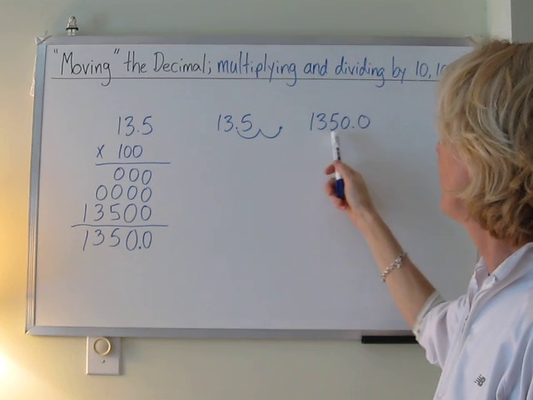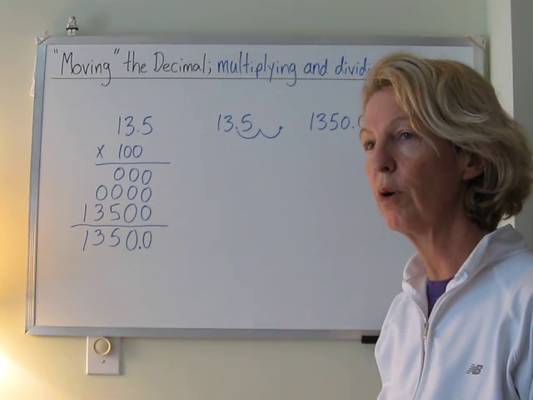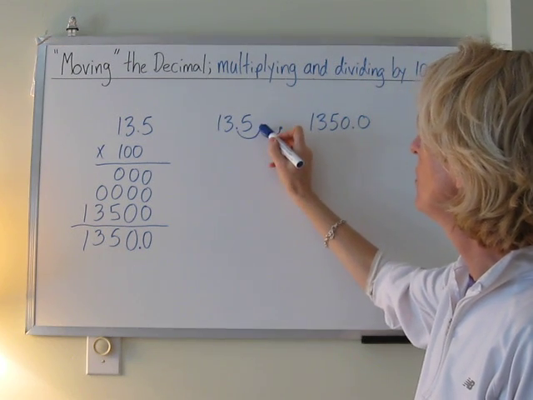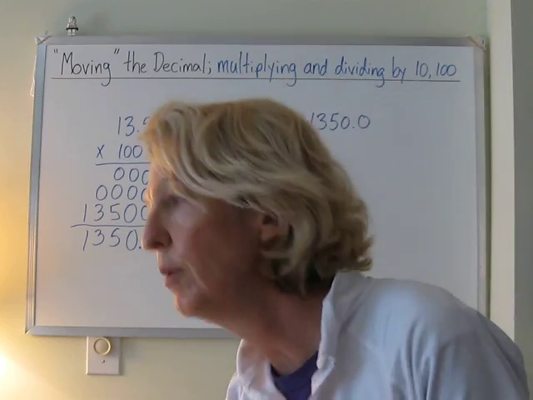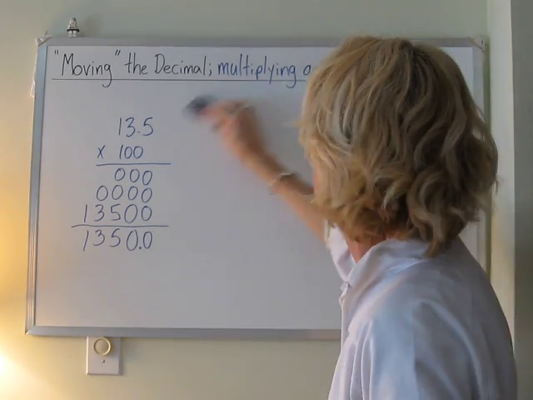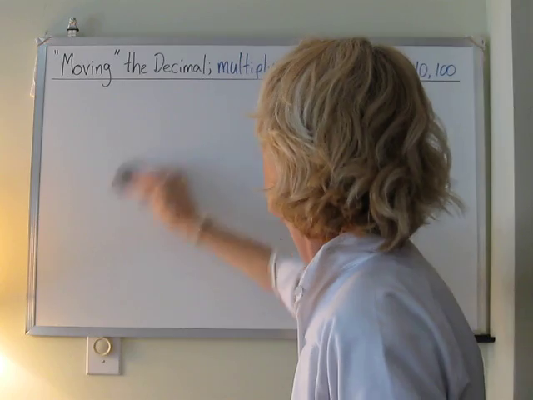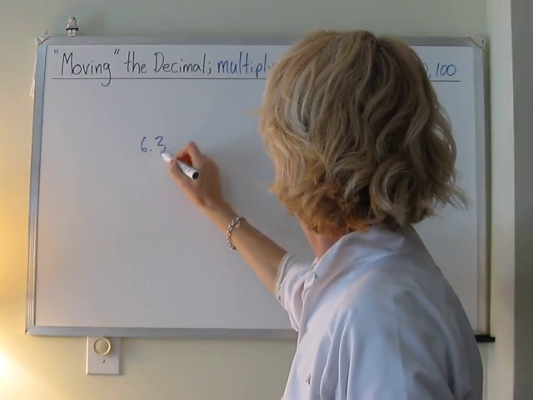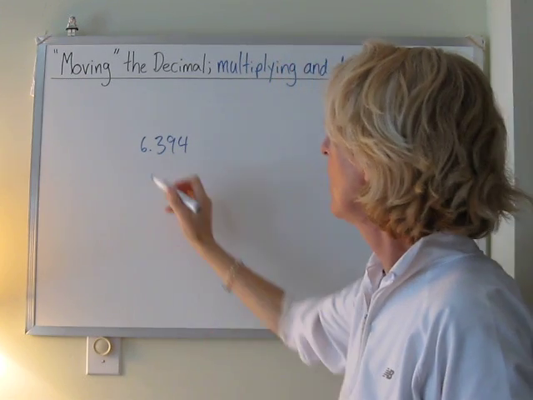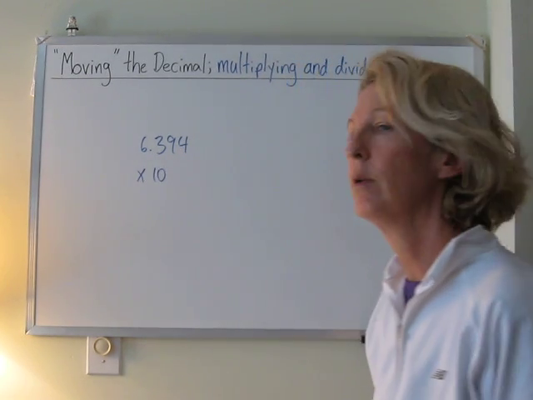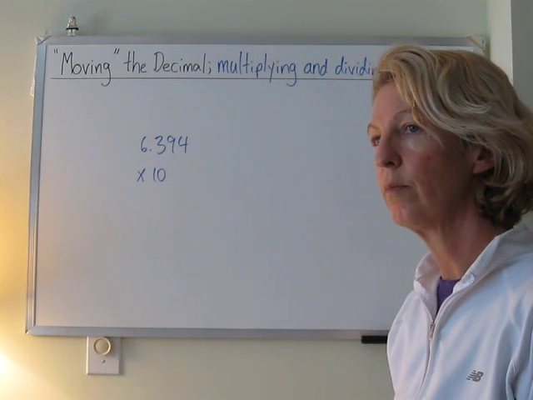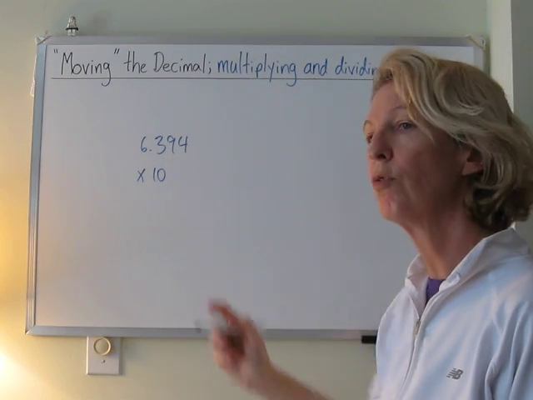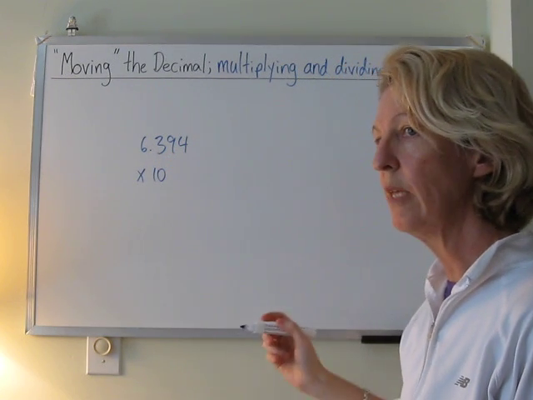13.5 and 1,350, which number is bigger? 1,350. Yeah, so we're moving the decimal to make the number bigger. Let me see if I can trick you, because that was a great question, honey. If we have a number like 6.394, and we're going to multiply that by 10, what's our answer going to be? We have 1 zero here, so we're going to move the decimal over 1 place. So what's the answer going to be?